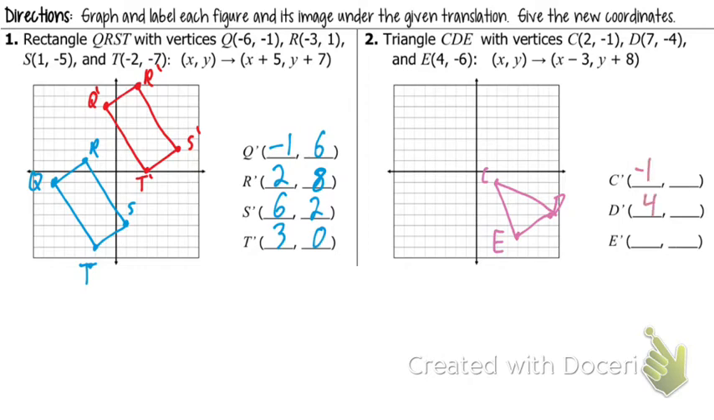7 minus 3 is 4. And 4 minus 3 is 1. I'm moving the shape 8 up, though, so I'm going to add 8 to the y. So negative 1 becomes 7, negative 4 becomes 4, and negative 6 becomes 2. So I can graph these points to graph the new shape. And we end up getting this new triangle.